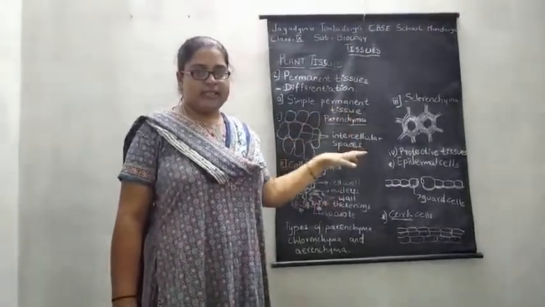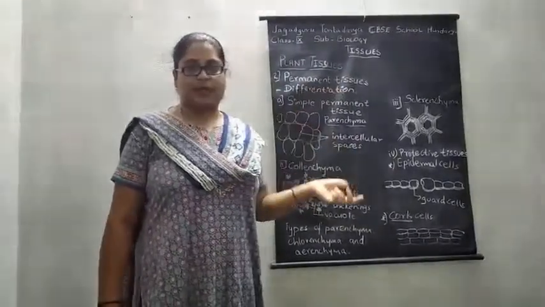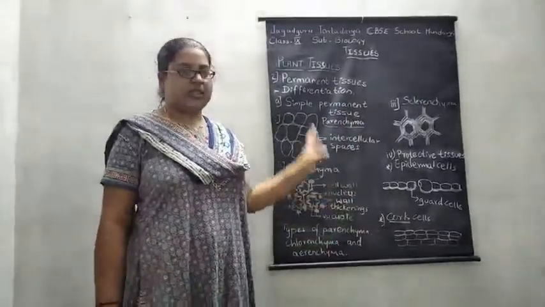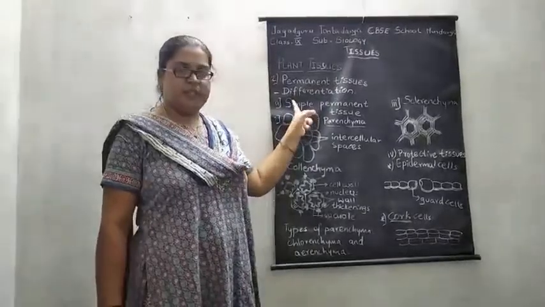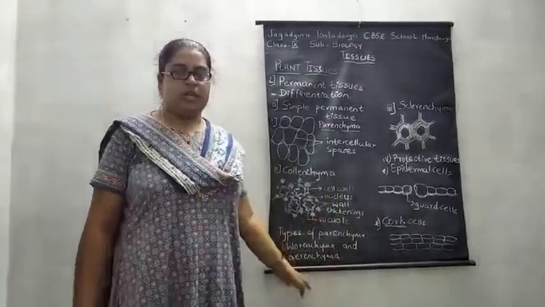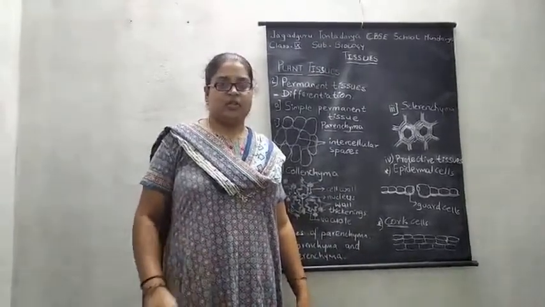And in the next class you will be learning about the second type of permanent tissue, that is complex permanent tissue. And these are the plant tissues only. Second type of plant tissue, permanent tissue. In that, first one, simple permanent tissue, these 4 types you have learnt up till now. In the next class you will be learning about the complex permanent tissues. Okay.